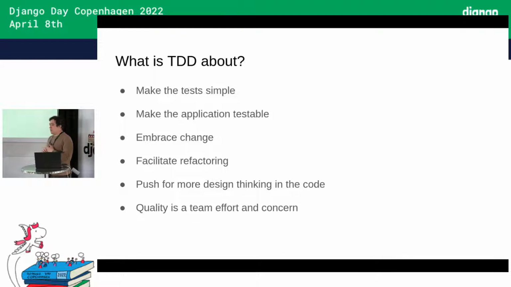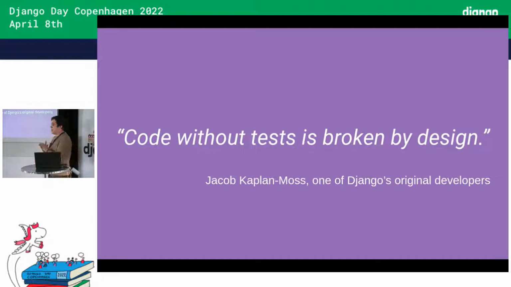And also it's a matter of making quality a team effort. It's not only one department that should take care of it, like the QAs. It's the whole organization. You as an engineer are the first one to get in touch with the code, the project, the product, and then you should start to think about quality from the beginning. And I really appreciate this quote from J.K. Kepler-Moss, that code without tests is broken by design.